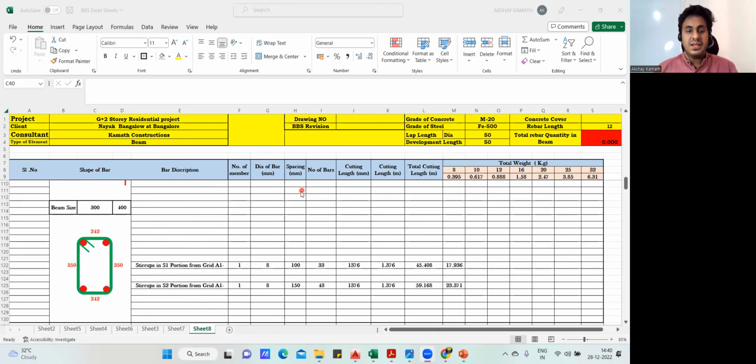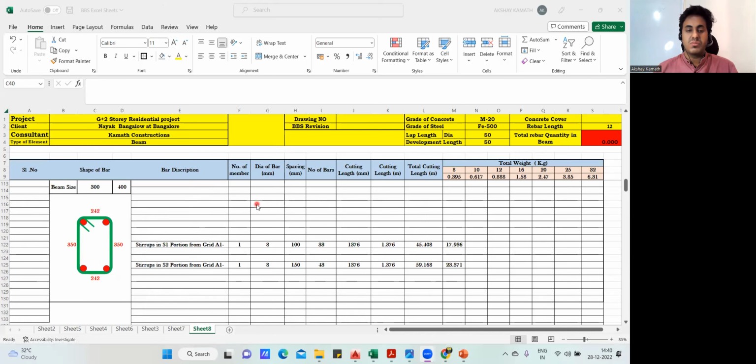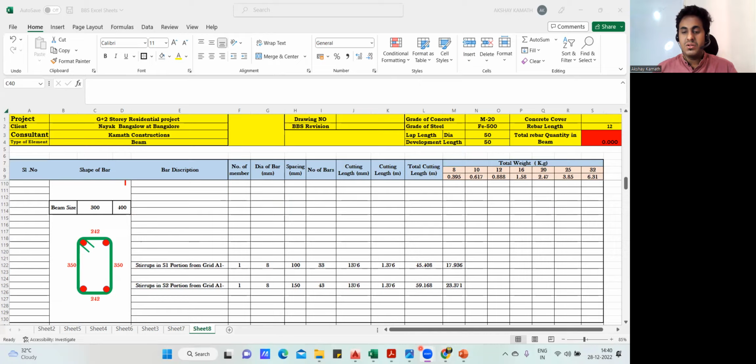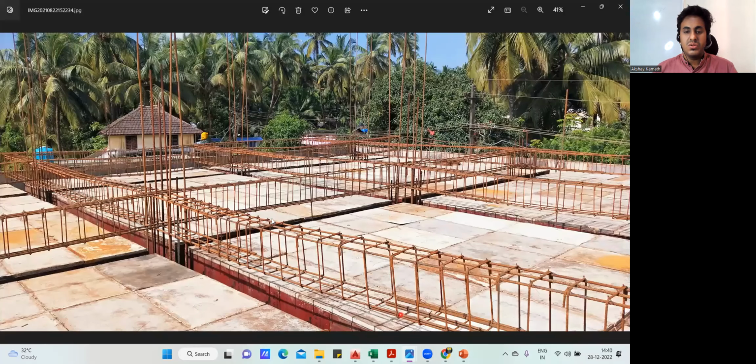So once we are done with that, the next activity we are supposed to do is the stirrup for the beam, right? We have provided a lot of stirrups. So you can see 1, 2, all these are my stirrups. In the column, we call it lateral ties, and in the beam, we call it stirrup. We need to find how many stirrups we require, the cutting length of the stirrup and all.